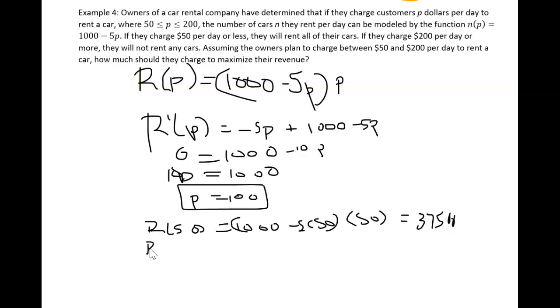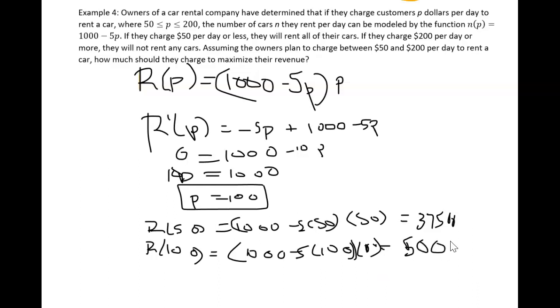Compare that with our critical value potential maximum. 1,000 minus 5 times 100, times 100. And you get, for that value, you only get 5,000 a day. Did I only times by 10? I only times by 10. Just kidding. 50,000. I was like, wow, that doesn't look like it's worth it at all.